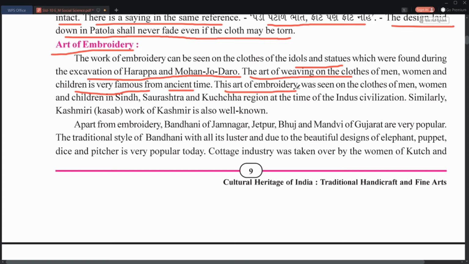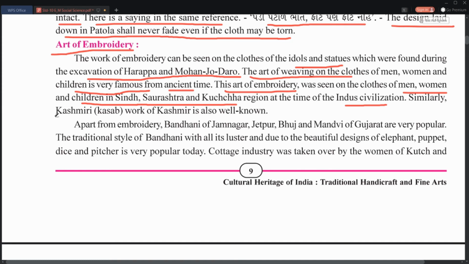This art of embroidery was seen on the clothes of men, women and children in the Sindh, Saurashtra and Kutch regions at the time of the Indus Valley civilization.